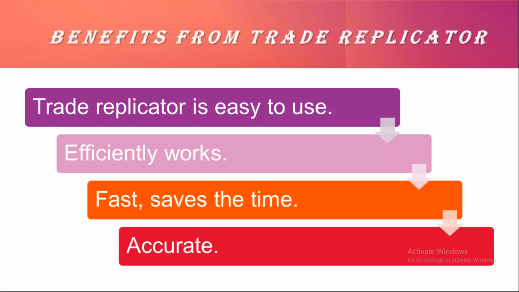So what are the benefits? Why do we use it? What are we here for? Trade Replicator is very easy to use because we have designed it that way. It is very efficient in terms of order placement. We can place orders from one main account to 20 or more child accounts in a matter of seconds, and it is very fast. It saves our time. We do not need to log in and track the orders for each and every account. And it is pretty accurate in terms of order placement.